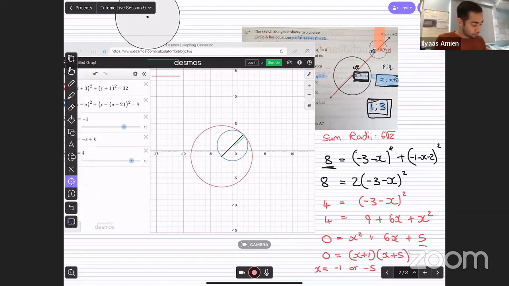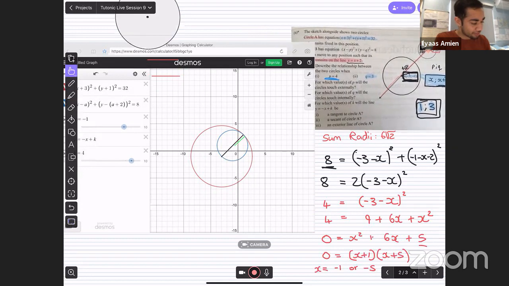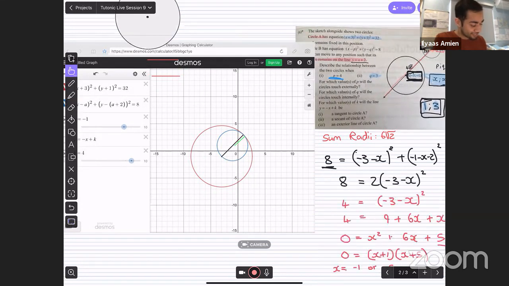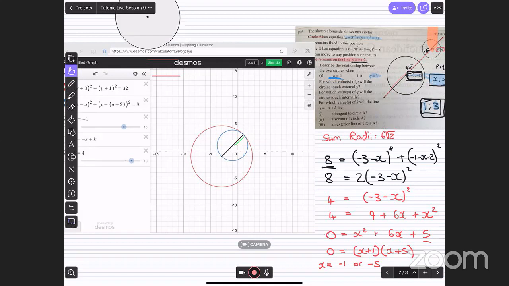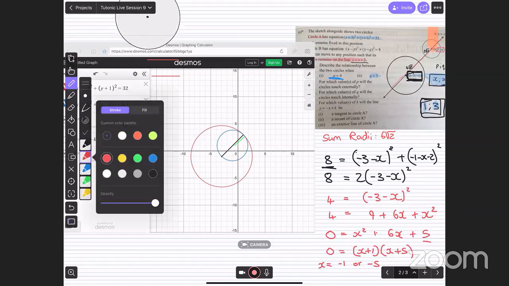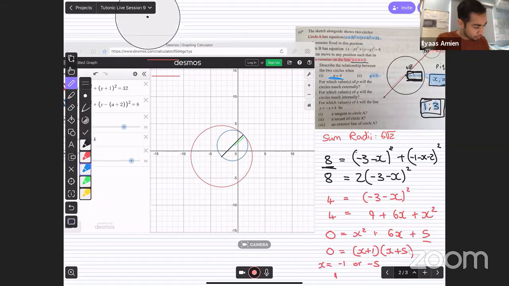But what's the y value? Because remember, they're asking for the value of q, right? So they're asking for the y value. So just be careful there. This is the x value. You want the y value. So we take our equation, which is y is equal to x plus 2, and we put in our x value, so it'll be y is equal to -1 plus 2. So our one y value will be 1, and our other y value will be -3. So 1 and -3.